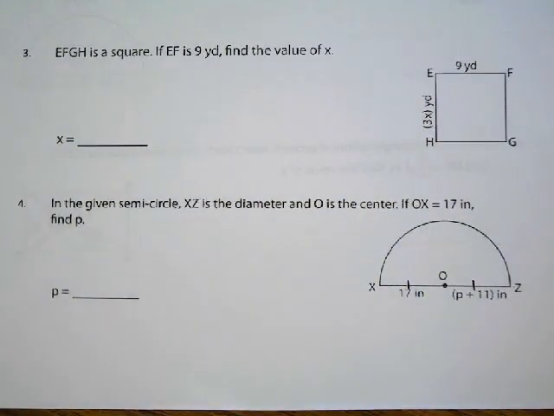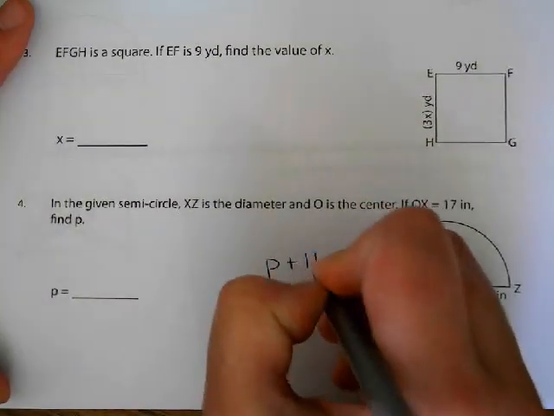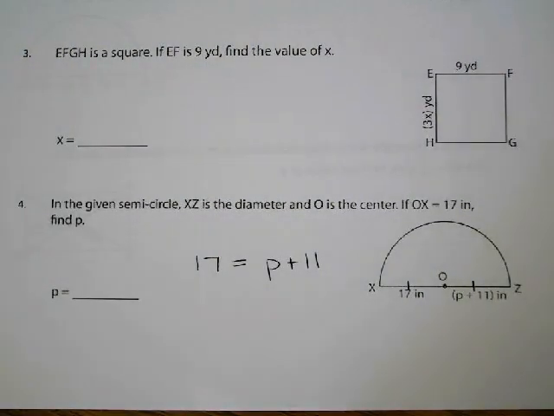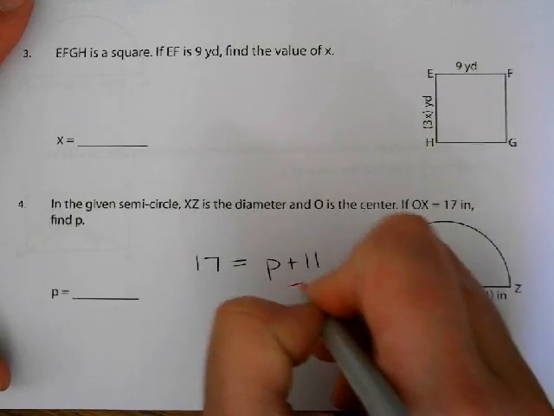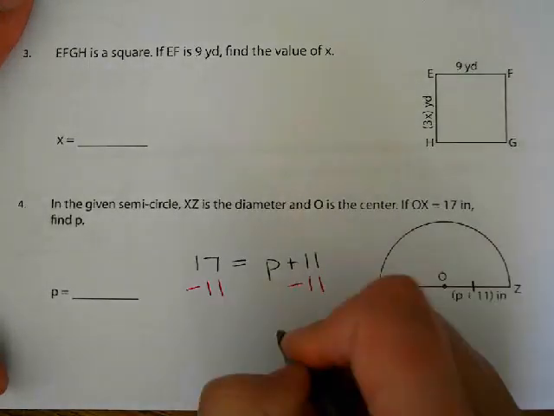So if those two measurements are equal to each other, what is the equation we're going to solve? Yep, P plus 11 equals 17. So there's nothing on this assignment that is trying to trick you. They are exactly what they look like they are. And if this is the equation we're doing, then how should we solve it? Subtract the 11. So it says plus 11, so we're going to subtract 11. And so P equals 6. Okay.